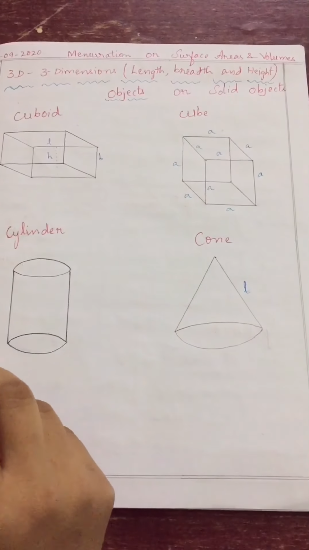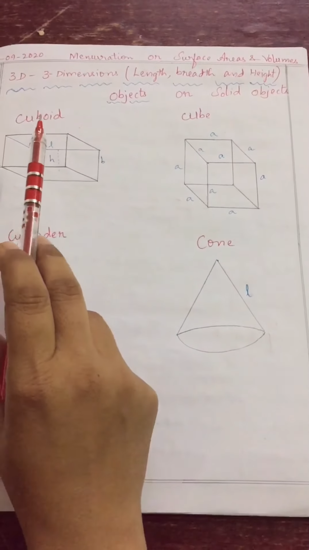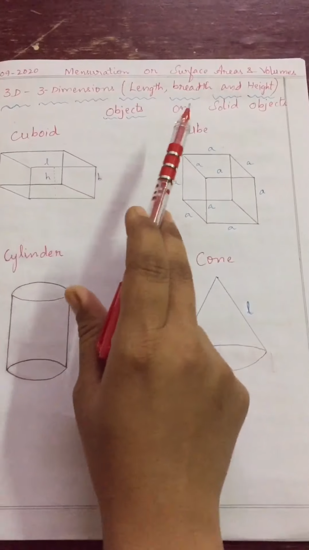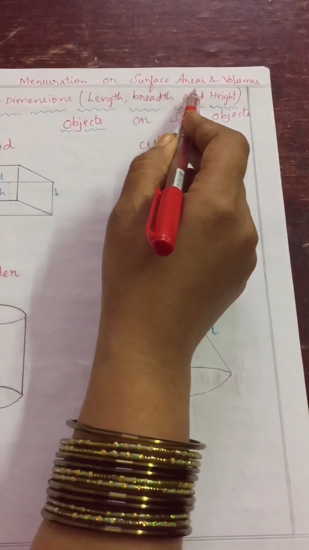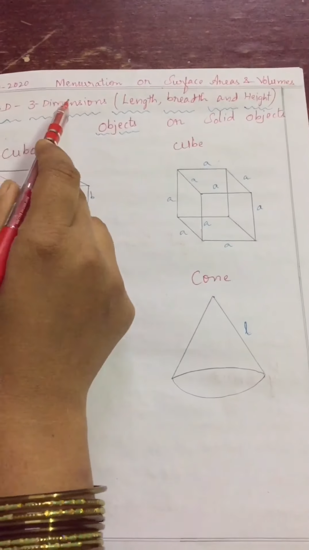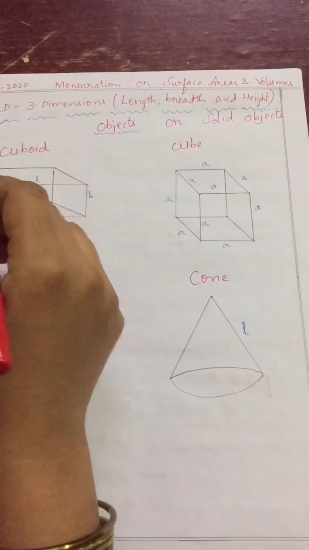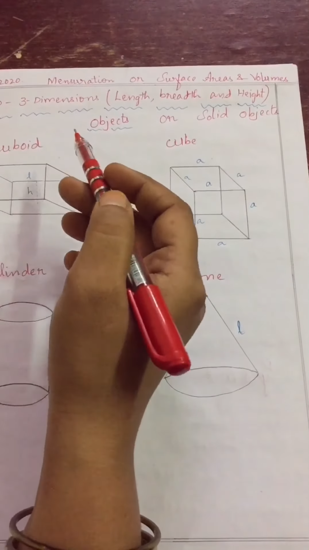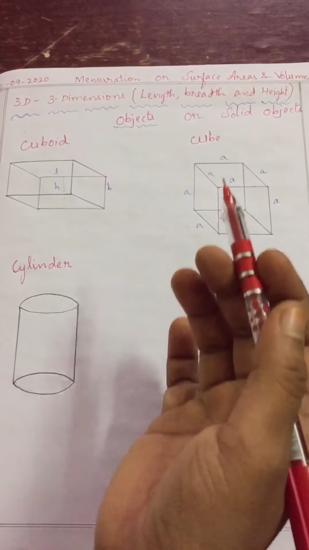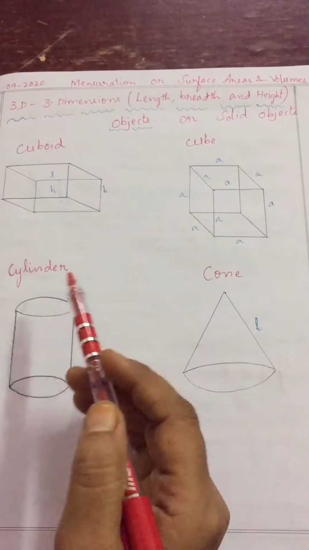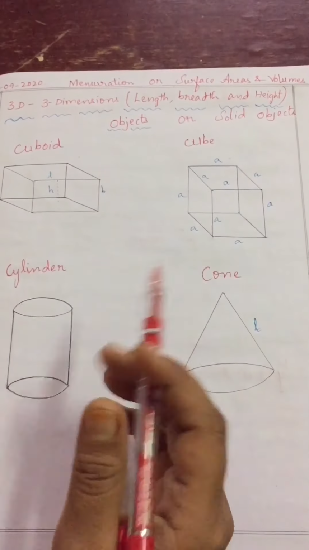Good morning, children. In today's class, we are going to learn about mensuration, or you can say surface area and volumes. Later, I'll explain why we say surface area and volumes. Mensuration means the measurements of geometrical shapes. What are the geometrical shapes, children? Like square, rectangle, triangle, circle, cube, cuboid, cone, cylinder, etc.